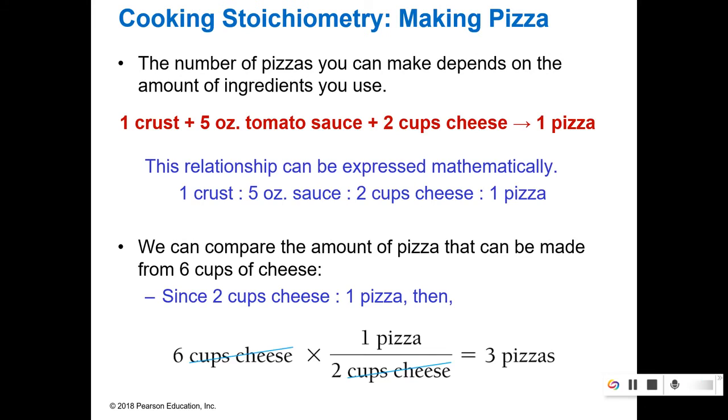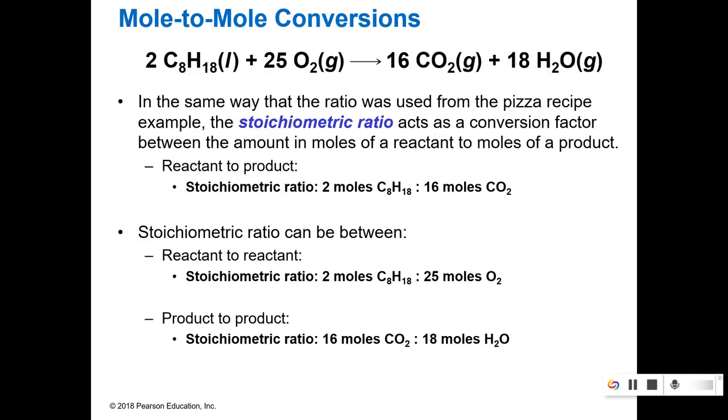All right, so first we're going to talk about it in terms of pizza. If I am trying to make a pizza at home, and let's say we don't have all the ingredients, this is a lab you're going to do with cooking, so that's good. Let's say we need a crust, 5 ounces of tomato sauce, and 2 cups of cheese to make a pizza. If I have enough of everything else and 6 cups of cheese, how many pizzas can I make? So we use this ratio of 2 cups to 1 pizza to tell me that I can make 3 pizzas. It's the same with moles and stoichiometry, except it's using moles instead of ingredients in a pizza.